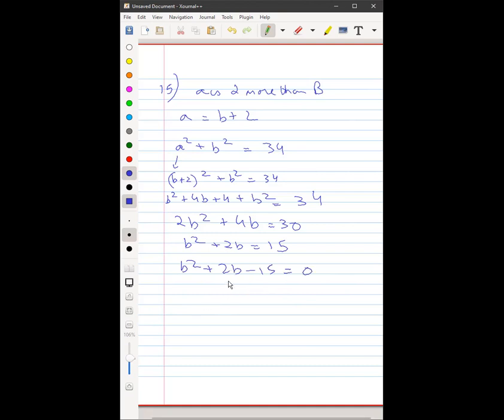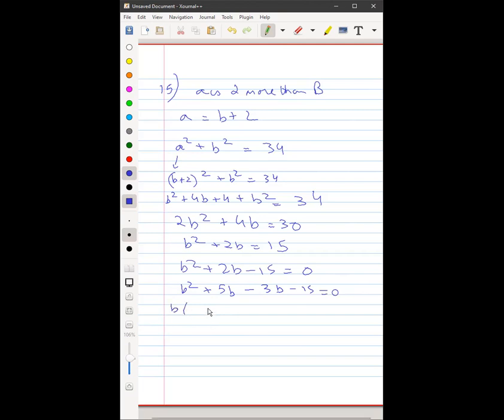Quadratic term, split the middle term. We want product as minus 15 and sum as plus 2. What will be the factors? 3 and 5. So 3 and 5 are the factors. So we can write this as B squared, we want plus, right? So plus 5B minus 3B minus 15 is equal to 0.